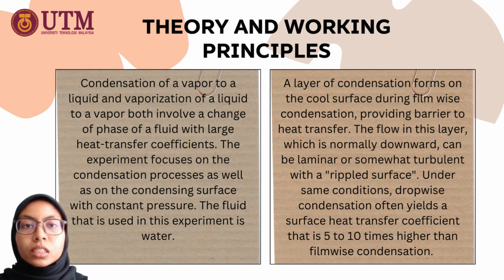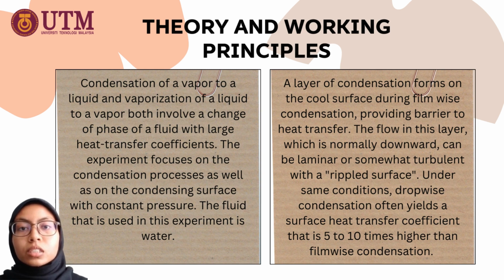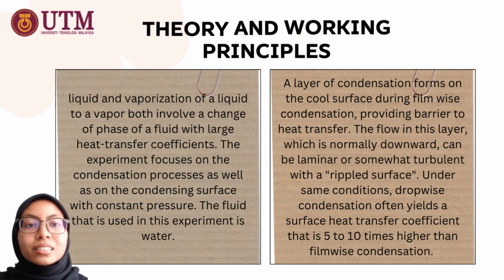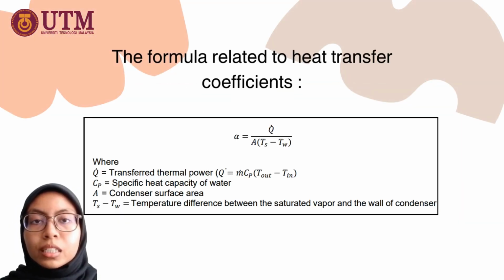A layer of condensation forms on the cool surface during film-wise condensation, providing a barrier to the heat transfer. The flow in this layer, which is normally downwards, can be laminar or somewhat turbulent with a rippled surface. Under some conditions, dropwise condensation will yield a surface heat transfer coefficient that is 5 to 10 times greater than the film-wise condensation. This is the formula related to the heat transfer coefficients.